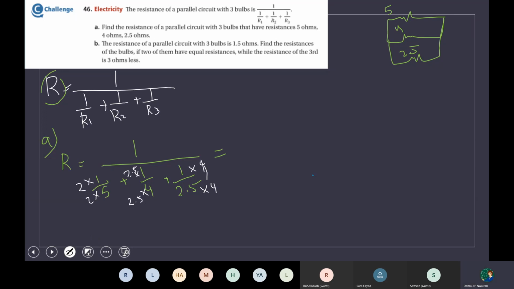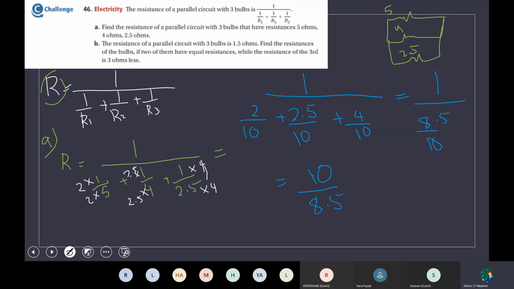So after that, I will say it is 1 over (2 over 10 plus 2.5 over 10 plus 4 over 10). We put the same denominator because we found the least common denominator before. Then let's add them. We have the same denominator 10. 2 plus 2.5 is 4.5, plus 4 is 8.5. Then we know that it is 1 over a fraction, so the answer is its reciprocal, which is 10 over 8.5.